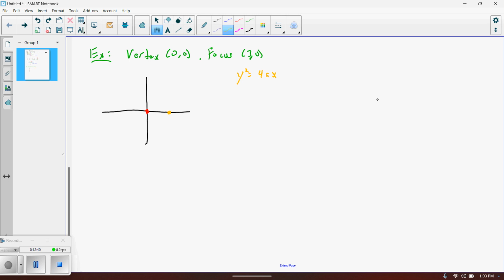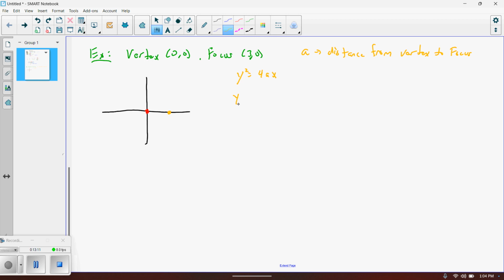Well, the a value represents the distance from the vertex to the focus. That's what a is. So a is the distance from the vertex to the focus. And in this case, the distance from 0 to 3 is 3. So in this case, a is 3.